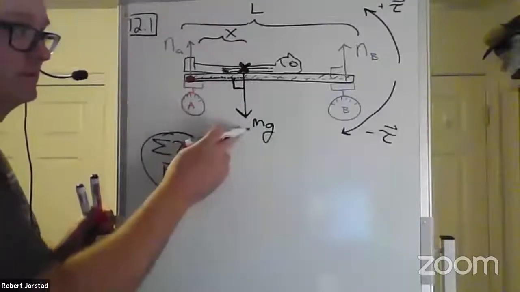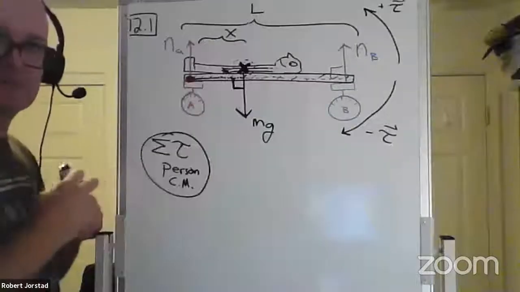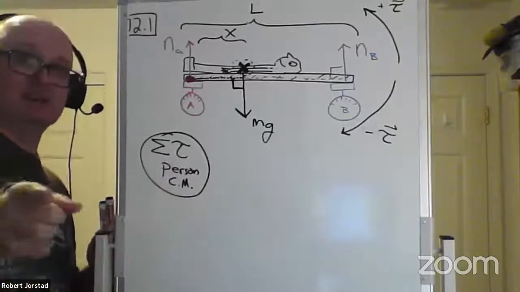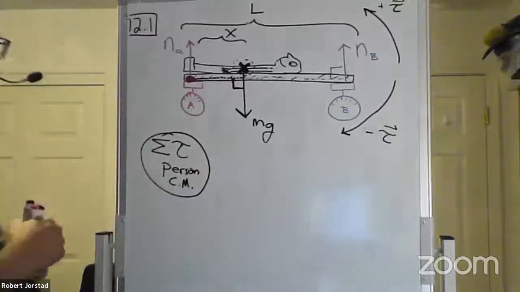So one is mg. Nope. You pick this as the pivot point. Does mg act at the pivot? Yes, because you chose it to. So that one doesn't show up anymore. What does show up?